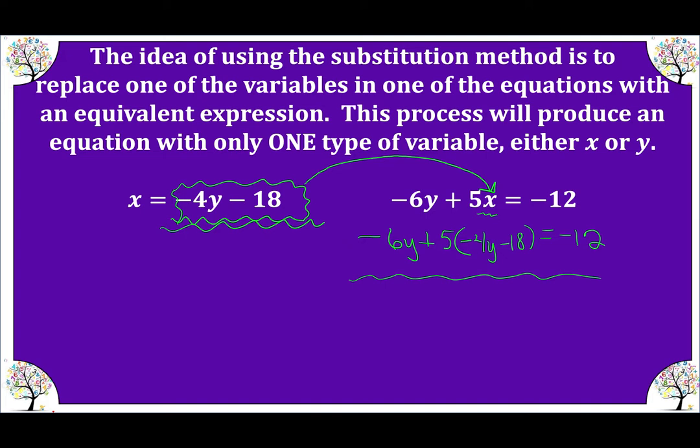So the whole idea is we want one type of variable, either all y's or all x's, in one of the equations, and then we can solve. So let's just go ahead and finish this out. We're going to distribute the 5. And then we're going to combine like terms. And we are solving for the y variable.